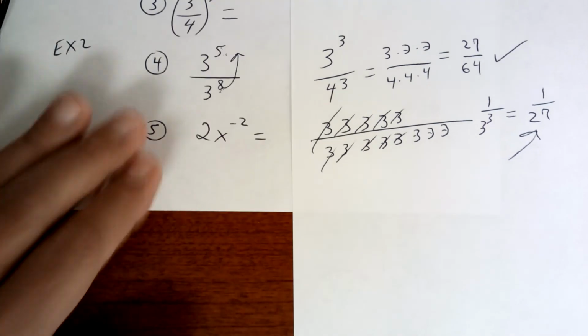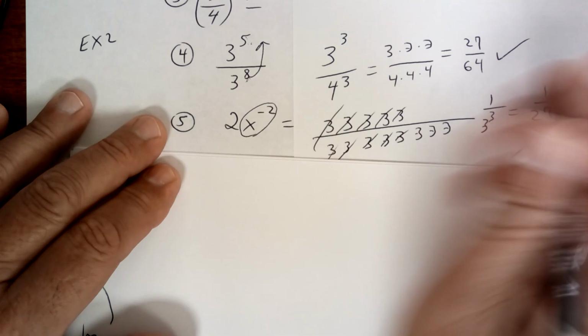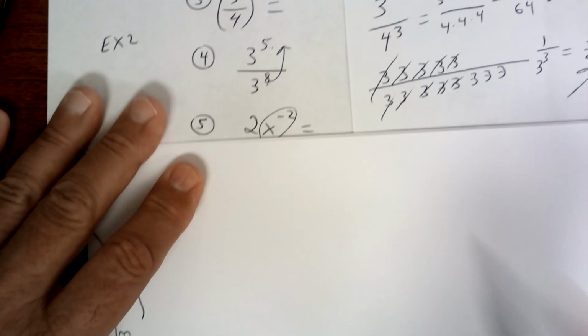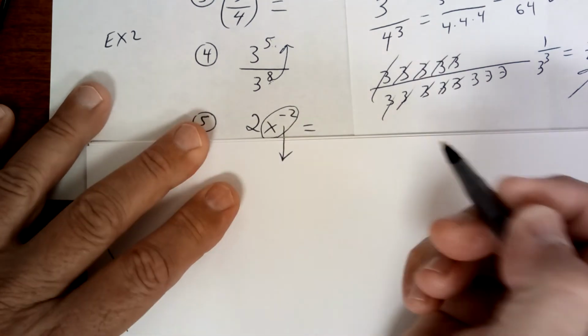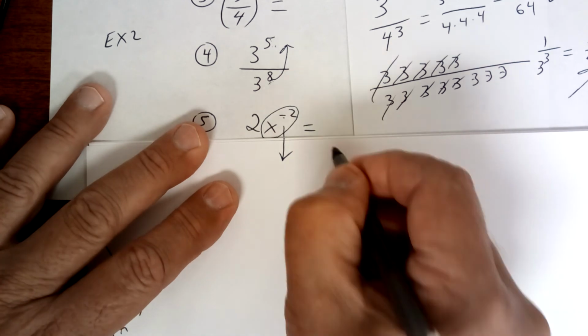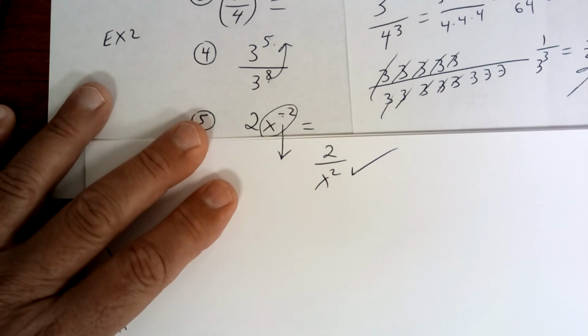This one right here, only the 2, or rather the x, is to the negative power. Okay? So what you're going to do is drop the x down. The exponent changes when you go up or down. So I'm going to get 2 over x squared, and that's your answer. You don't drop them both down, you only drop the x down. Okay, copy these two down and then I'll get you started.